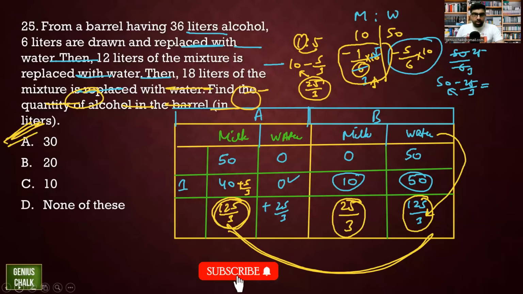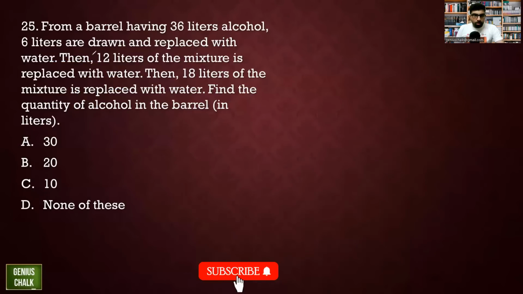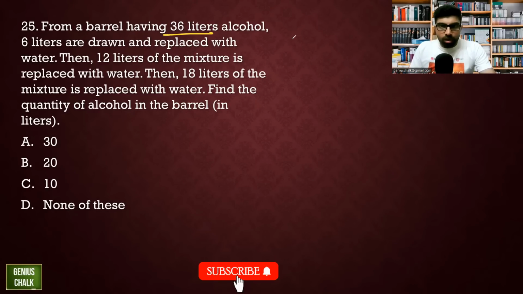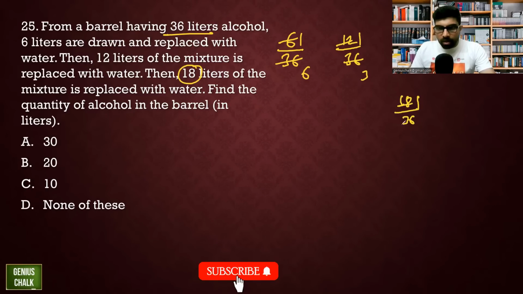From a barrel having 36 liters, 6 liters are drawn and replaced with water again. So 36 was this, 6 liters withdrawn. Again, different values are asked, which are withdrawn. So let's write it. First, 6 by 36, that is 1 by 6. Second, 12 by 36, that is 1 by 3. Third, 18 by 36, that is 1 by 2.